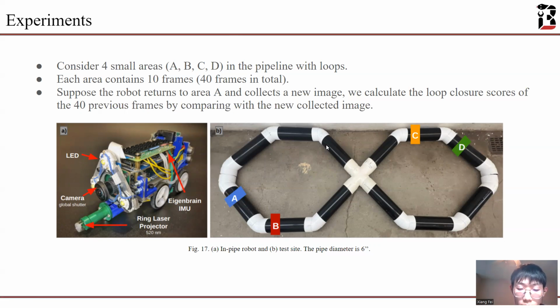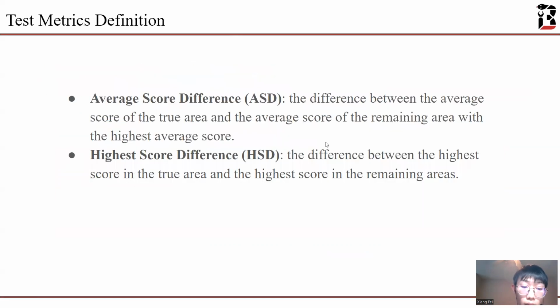Also, we conducted experiments when BCD is the loop closure area, but they will not be included in this presentation because of time and space limitation. We also defined 2 more metrics, average score difference ASD and highest score difference HSD, which helps to reflect the ability of the method for distinguishing the true area and other area. And also, higher HSD reflects that we can adjust the threshold over a larger range to obtain at least 1 true loop closure frame without errors, which is beneficial for us in practical use.